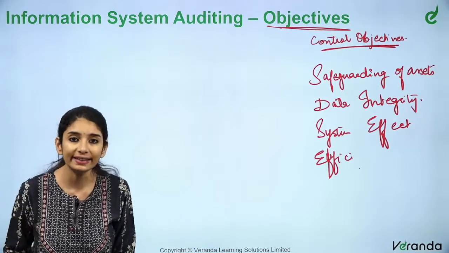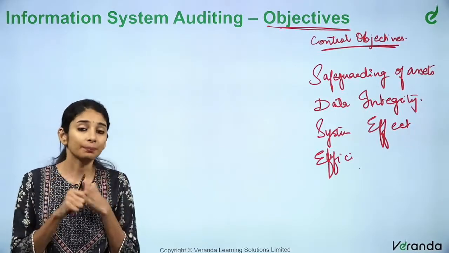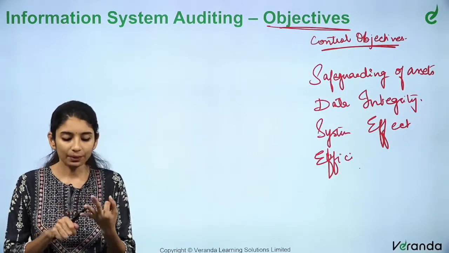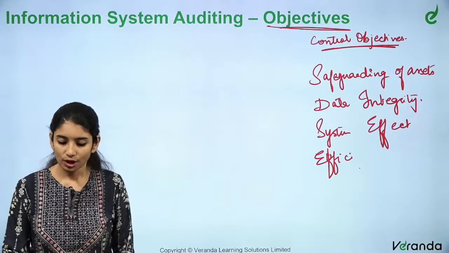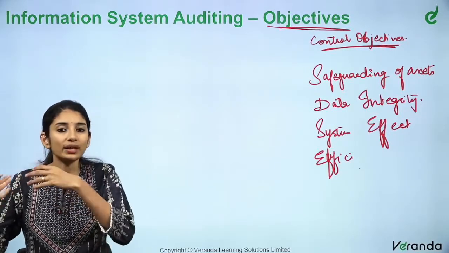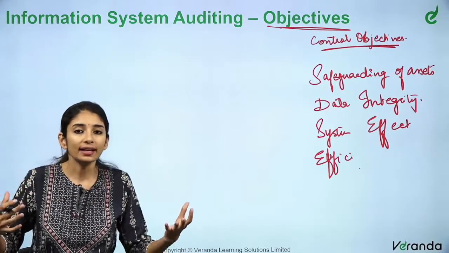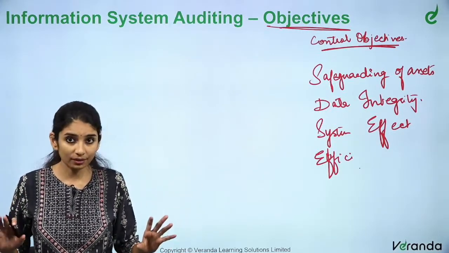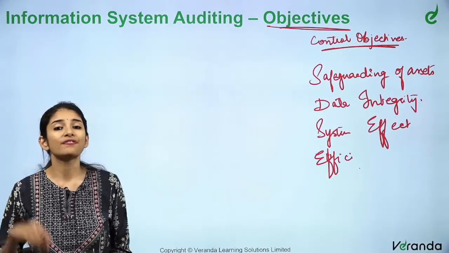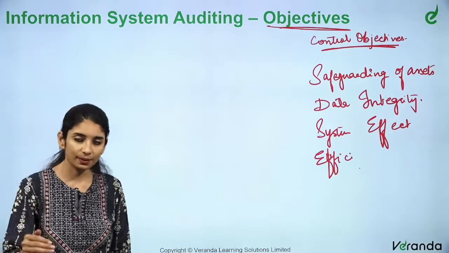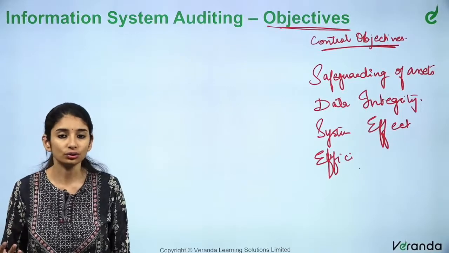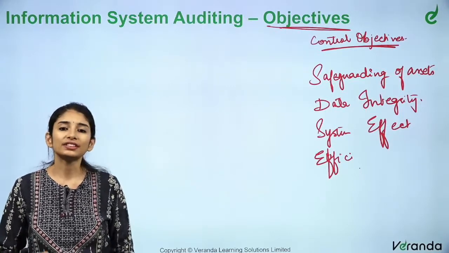Next point is data integrity. I need to ensure that my data is complete, relevant, reliable and accurate at all times. So data integrity is very important. The auditor needs to make sure that the systems are generating data that the stakeholders can rely on. System effectiveness. What is the meaning of effectiveness? Effectiveness means the work is being done as planned and the system is not throwing up any errors. Next, guys, we have system efficiency.